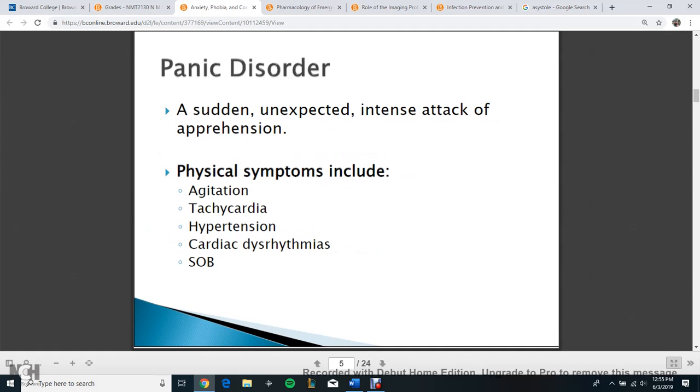A panic disorder is a sudden, unexpected, intense attack of apprehension. Physical symptoms include agitation, tachycardia, hypertension, cardiac dysrhythmias, and shortness of breath.